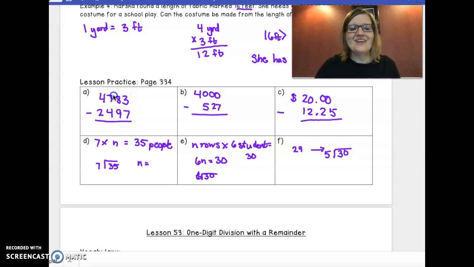3 minus 7, we have to regroup, so we're going to say 7, 13, so that makes it 13. 13 minus 7 is 6.